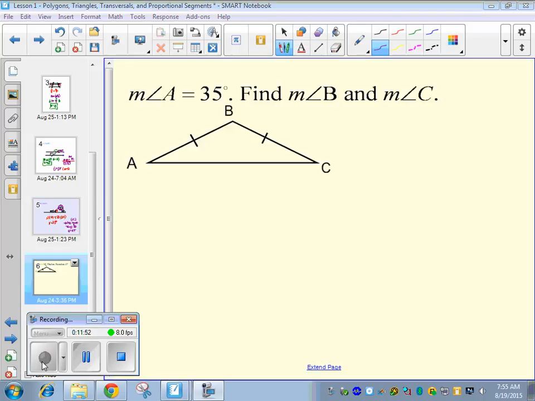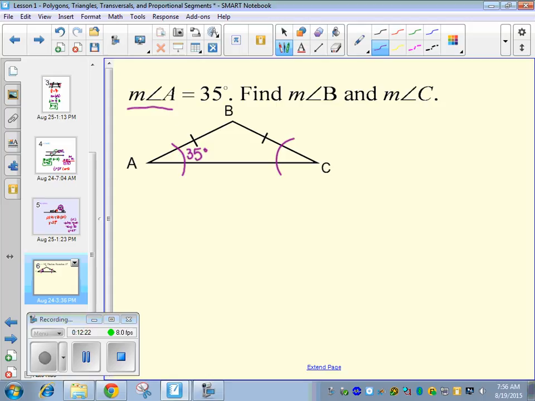Okay, isosceles triangles, it's really important to notice when triangles are isosceles. So if you have these little marks here, okay, if you have an isosceles triangle, two sides are the same, that also means you have to have two angles that are the same, those two base angles. Okay, they're always equal in any isosceles triangle. So it says M angle A. What this is saying is the measure of angle A is 35 degrees. So I can go ahead and write that on my picture.